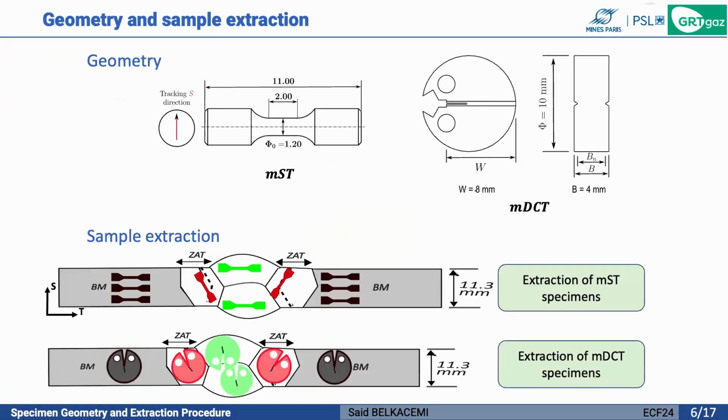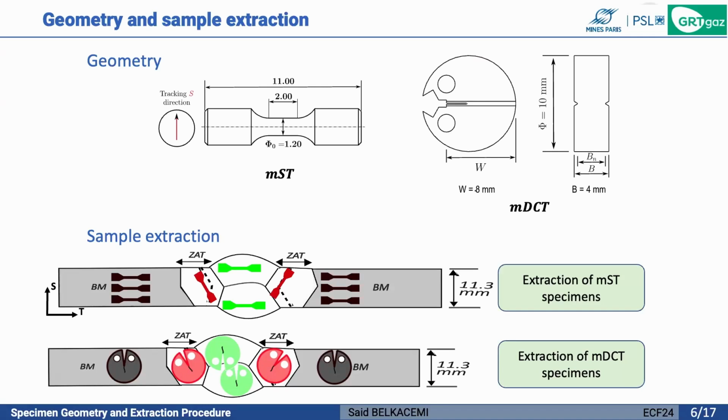So now, if we take into account this heterogeneous microstructure, we propose to use subsite specimen for the mechanical characterization. So we have chosen to use subsite cylindrical specimen with a diameter of 1.2 millimeter and a gauge length of 2 millimeter. And we have chosen to use subsite specimen with 4 millimeter thickness.